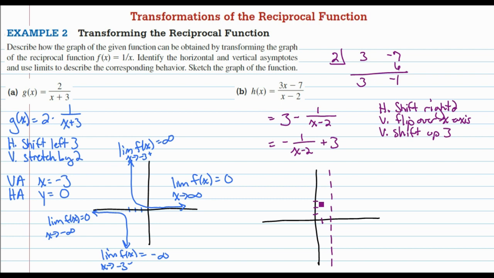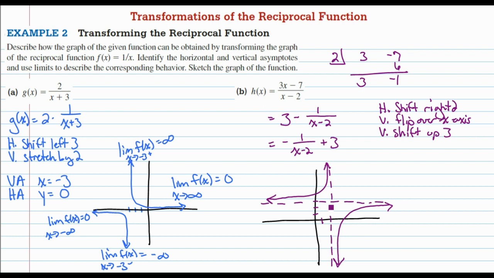So now my horizontal asymptote that was y equals 0, the y values got shifted up 3. Now remember, there was a vertical flip, so instead of the top right containing the graph, the bottom right is going to contain the graph because it got all flipped over. So that's what my graph of 3x minus 7 divided by x minus 2 looks like. Pretty amazing. Now, we need to write these end behaviors.